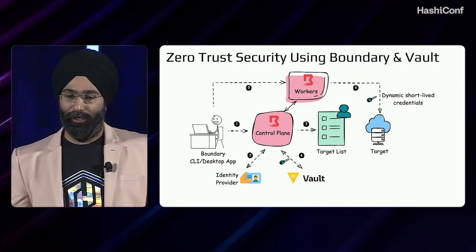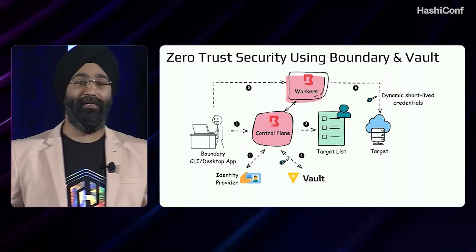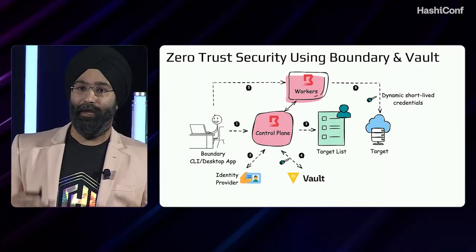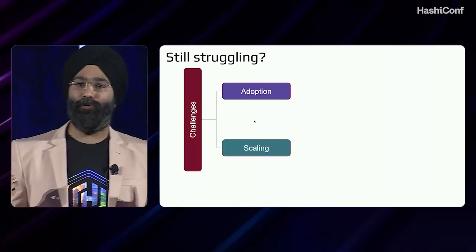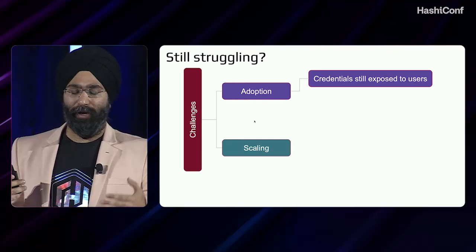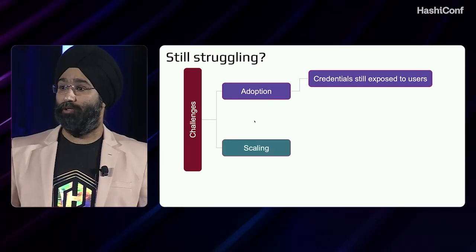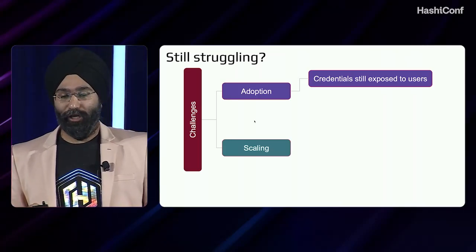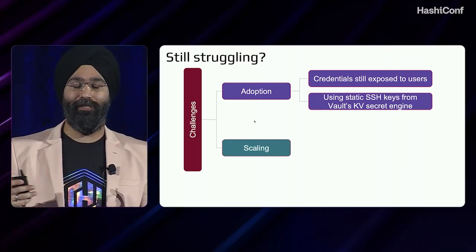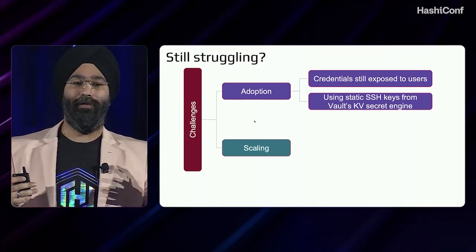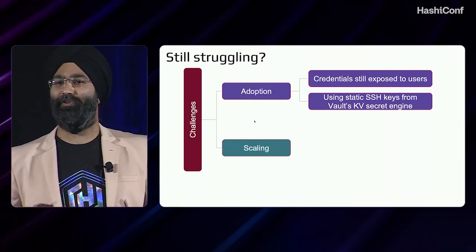But as with any technology, scaling and adoption of Boundary across large and complex environments has its own set of challenges. Let's quickly take a look at those challenges across different phases. During the adoption phase, once organizations start using credential brokering, the credentials are still being exposed to the users, even if you are using Boundary. The other challenge we see is that even after integrating Boundary with Vault, organizations start copying their SSH keys and putting them into the Vault KV secrets engine. This defeats the whole purpose of zero trust security.